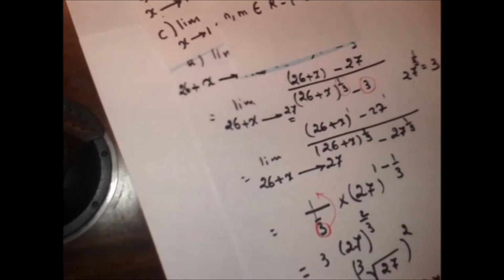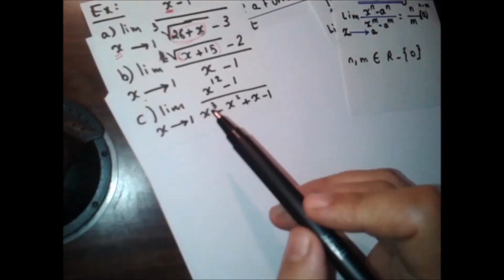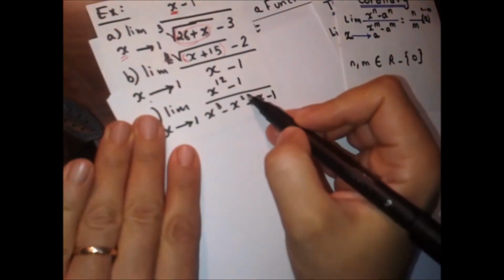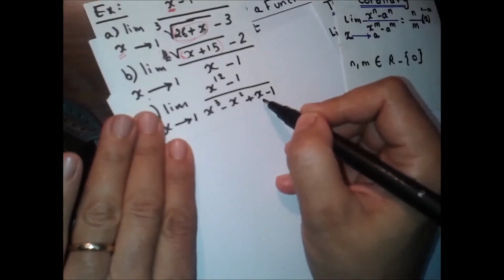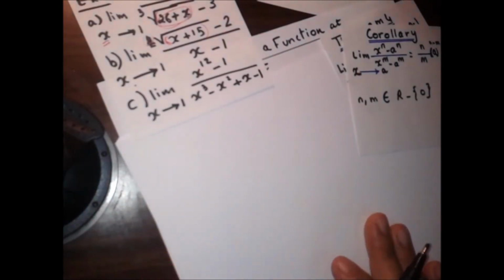Now take another one. Now I want to find the limit as x tends to 1 of x to the power 12 minus 1 over x cubed minus x squared plus x minus 1. We need to make a certain change, of course.